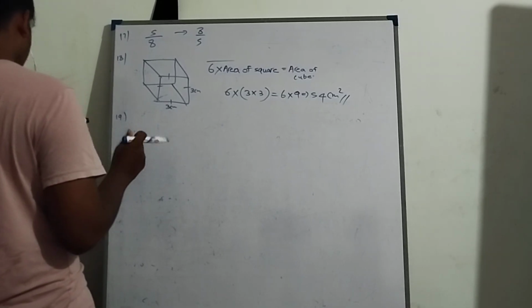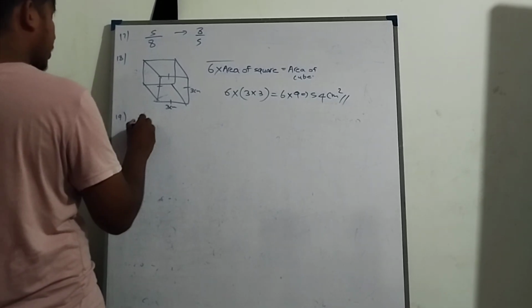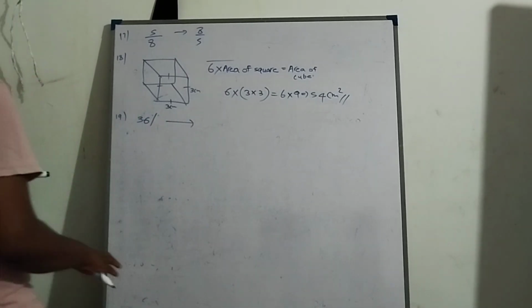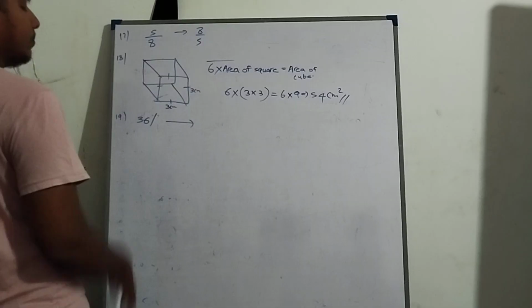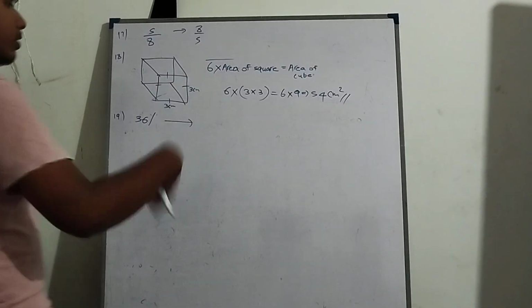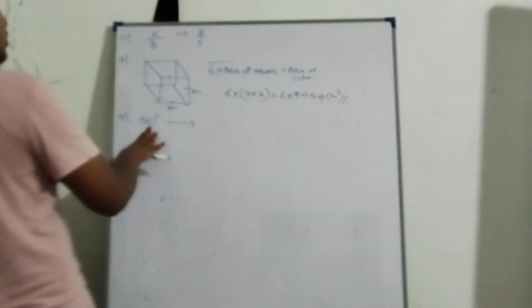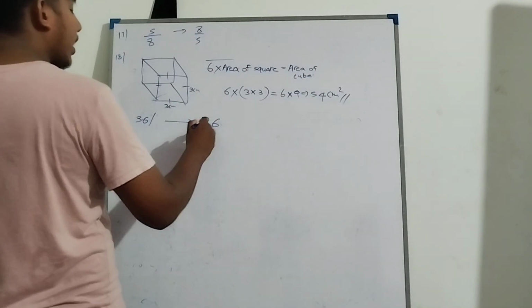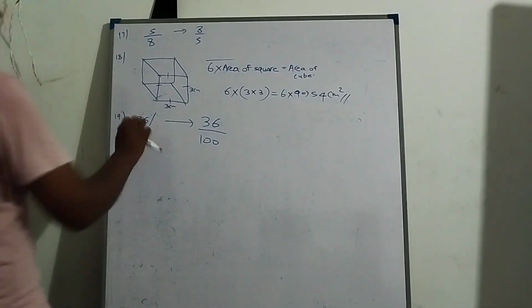Write 36% as a fraction and simplify. Now I have given you a note. This is a grade 7 related theory. You can refer to grade 7 if you want. When converting a percentage to a fraction, students, 36% can be written as 36 over 100. Why? This is a percentage sign. Out of 100 only a percentage is built.